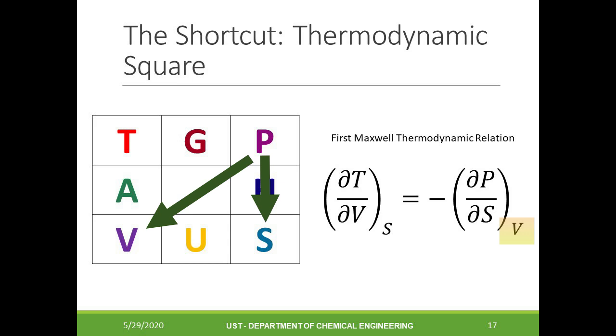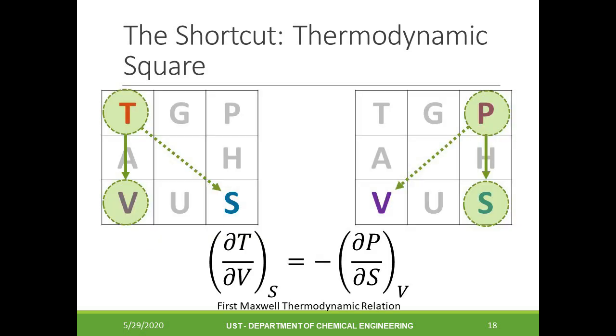Alright, so this is the first relation of the four Maxwell equations. This is just to give you a summary of the movements that we did in the thermodynamic square to get the first Maxwell relation. Here are some important points that you have to remember.